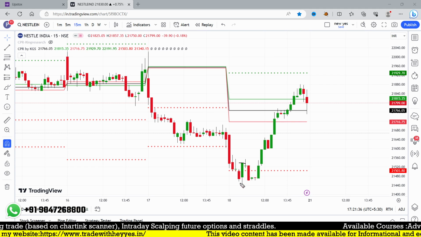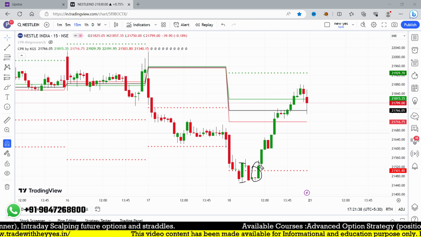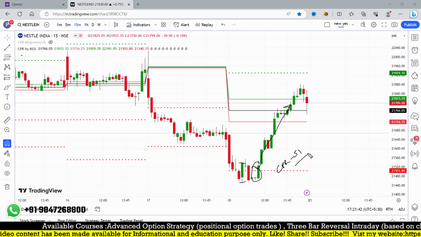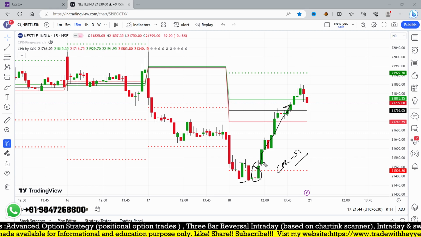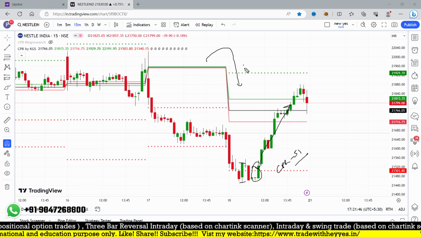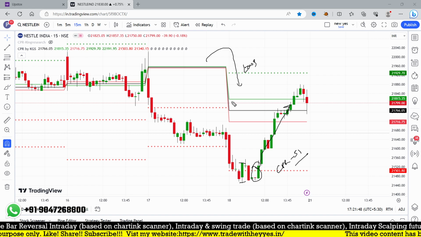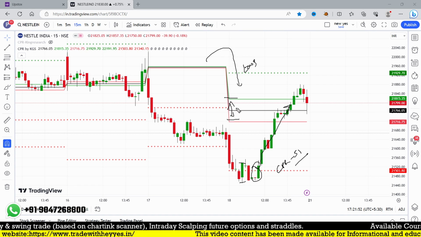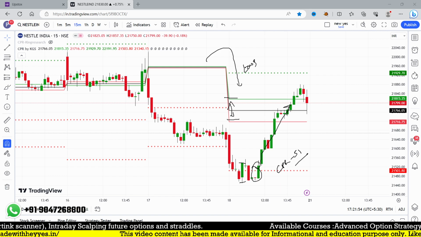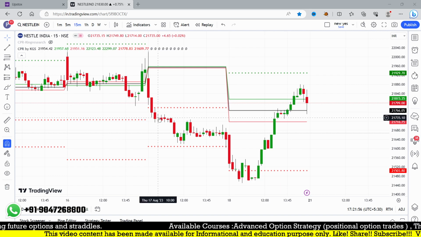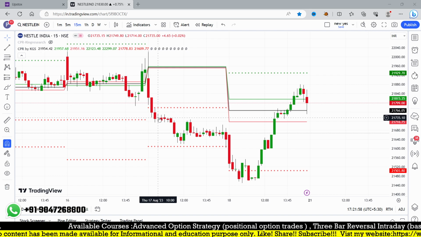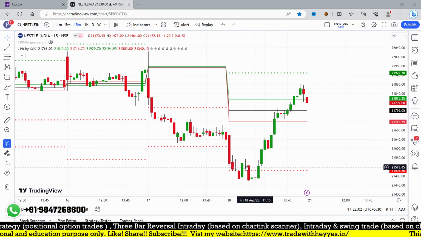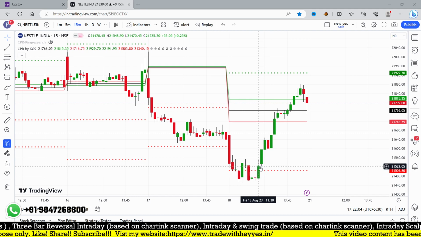Here you can see there is such a good reversal on CPR support one in Nestle India. Initially, the first condition was a lower value CPR, and the second one is BC and TC. Yesterday we discussed the BC and TC, which is very important, so we are going to discuss that in this video. We can also create a scanner which helps you find such trend reversals, and same like that, Reliance.